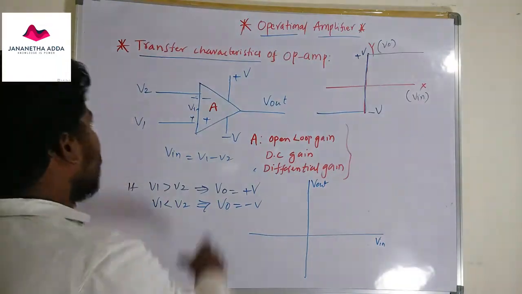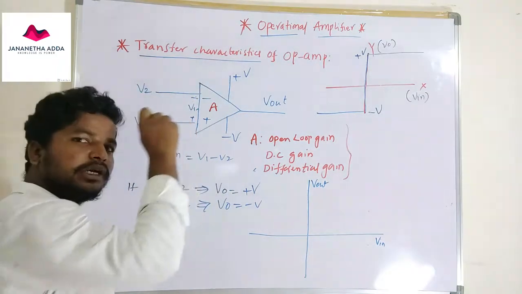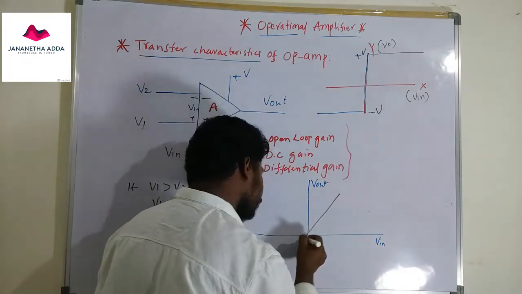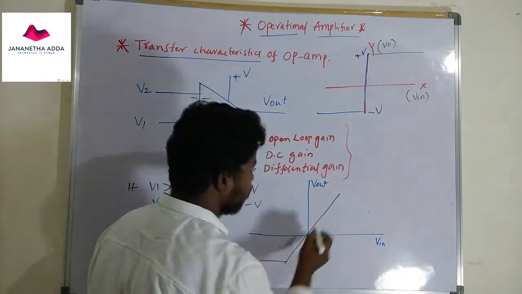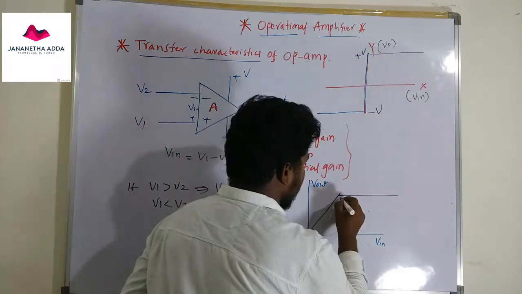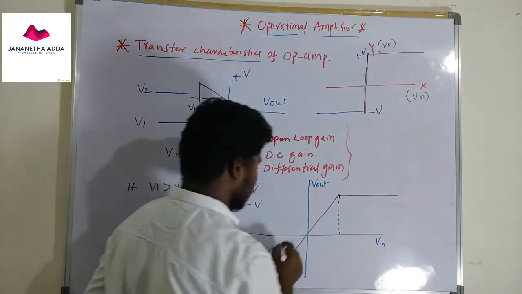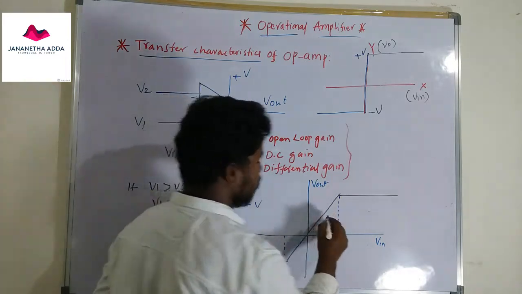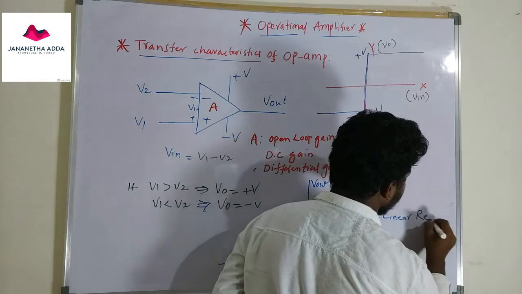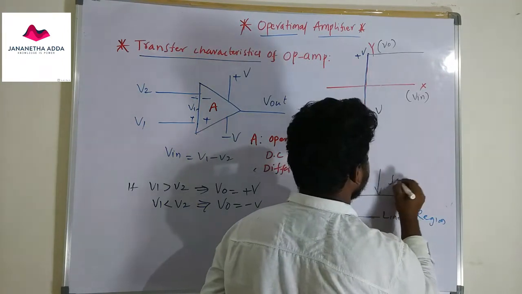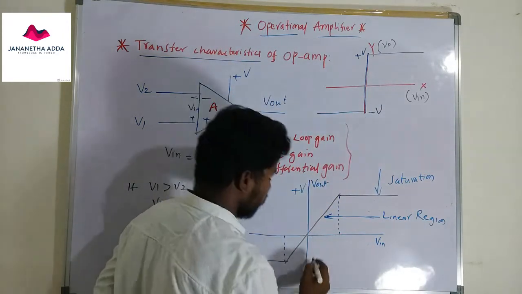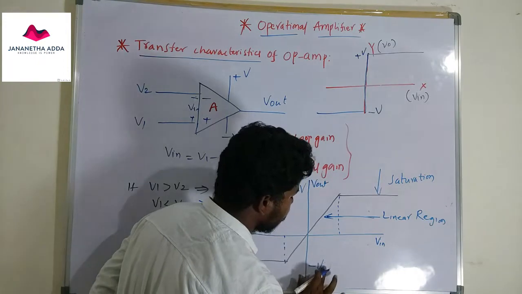It will always try to sense the difference between the two terminals for a time period, and afterwards you will enter into a saturation region. I want to find till which voltage it will stay in this region, which is called the linear region. This region is called the saturation region. So it will have a positive supply and a negative supply.